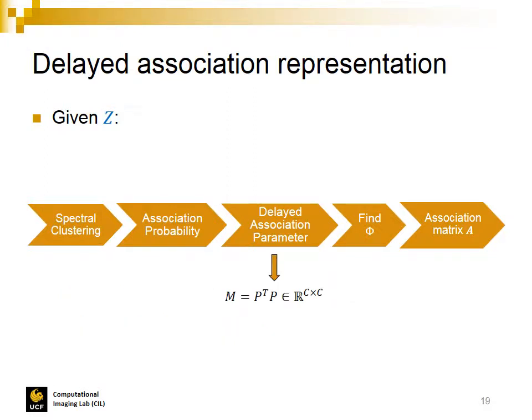The delay association parameter is calculated by finding the average affinity between points of a subspace. To find that, we first define the affinity matrix M, which is a C by C matrix and demonstrates the affinity between points in subspaces. The main diagonal of this matrix shows the correlation between points of a subspace, with off-diagonal entries showing the similarity of points in different subspaces. We use matrix M to find the delay association parameter omega in each iteration.